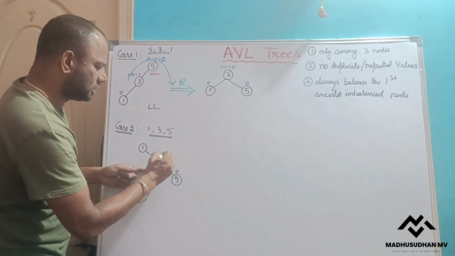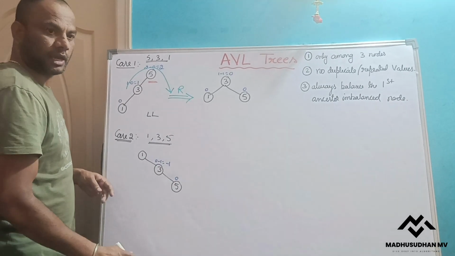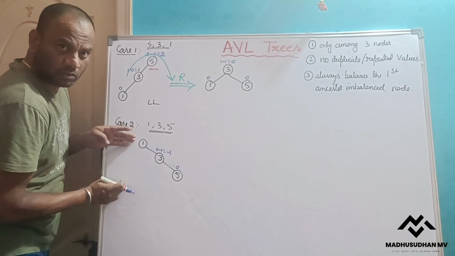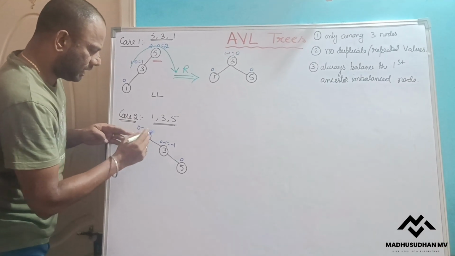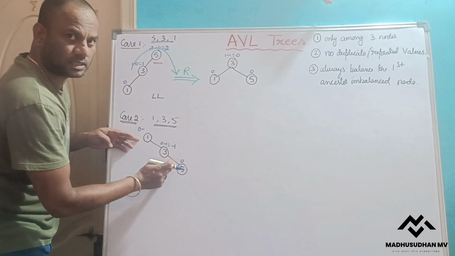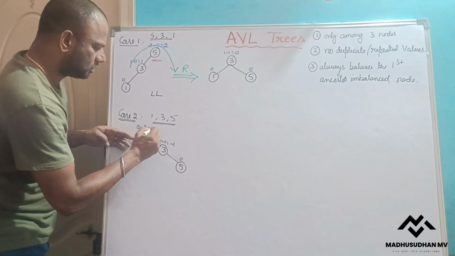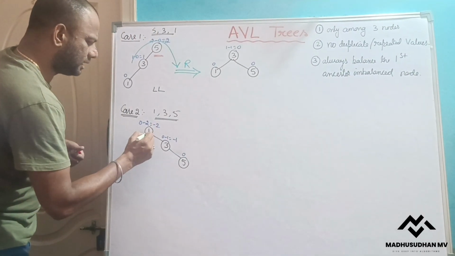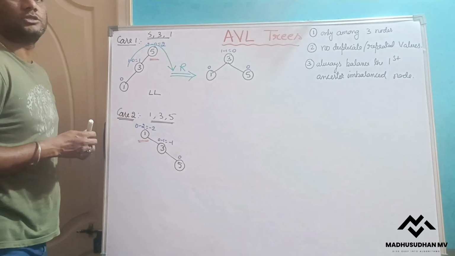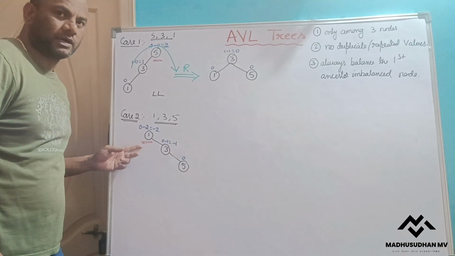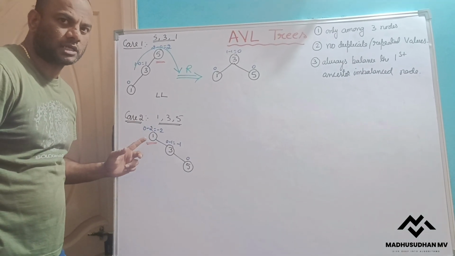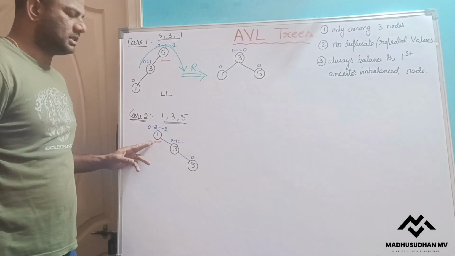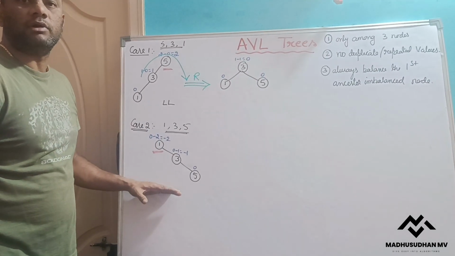0 minus 1 is equal to minus 1. Okay, now calculate the balance factor of this one. Here there is no 0. 0 minus, here 2, 1, 2 edges are there. 0 minus 2, how much? Minus 2. That means again this node is an imbalanced node, because its balance factor is not 0, not minus 1 or plus 1, other than this, that is minus 2. So this is imbalanced. So it is not an AVL tree.